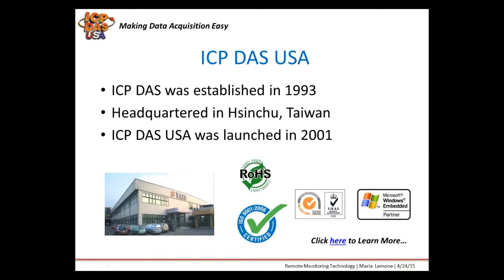ICPDAS was established in 1993. Our headquarters are located in Hsinchu, Taiwan, and ICPDASUSA was launched in 2001 to support the North and South American markets. We have over 200 R&D engineers, and we work closely with them to add new features to our products, develop new products, and support our customers. Most of our products are RoHS compliant and lead-free, and we also have our ISO 9001 certification, which ensures we meet product statutory and regulatory requirements.